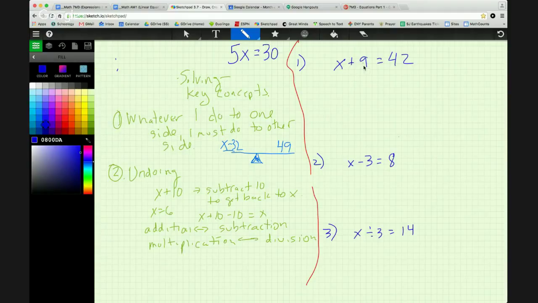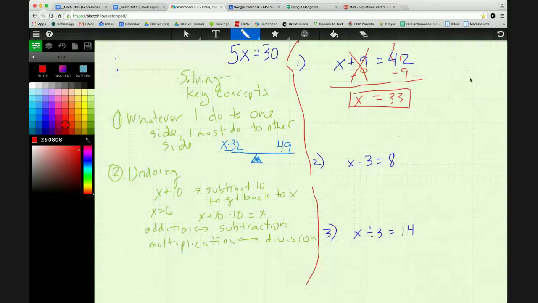Okay, let's solve number 1. So what undoes addition is subtraction. So we're going to subtract 9. Now, instead of writing it right behind it, we're going to write it underneath it. We're going to subtract 9 from both sides. This is kind of nice because you see how the positive 9 and the negative 9 cancel out, and you're just left with x. Now we've lined up our numbers to make it easier to subtract. X is 33.